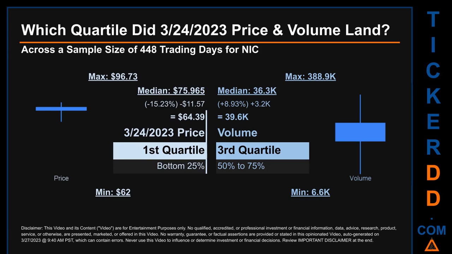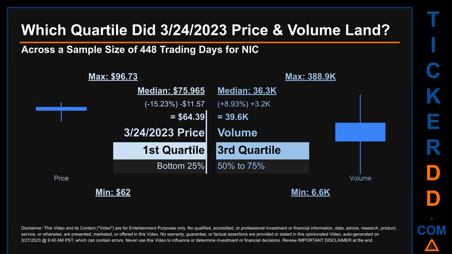Which quartile did March 24, 2023 price and volume land? Across a sample size of 448 trading days, the maximum end of day price for NIC was $96.73 while the minimum was $62. Within that price range, March 24, 2023 price of $64.39 landed within the first quartile, meaning it was within the bottom 25% of all sampled end of day prices. The day's volume landed within the third quartile, that is within the 50% to 75% range of all sampled daily volume, which saw a max daily volume of 388.9K and a minimum of 6.6K.